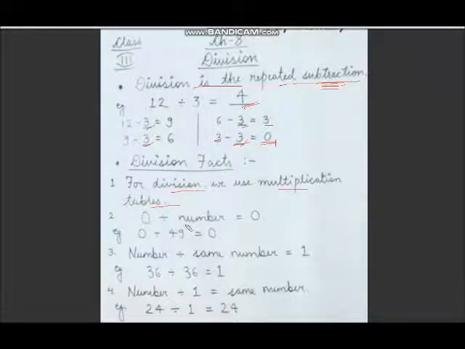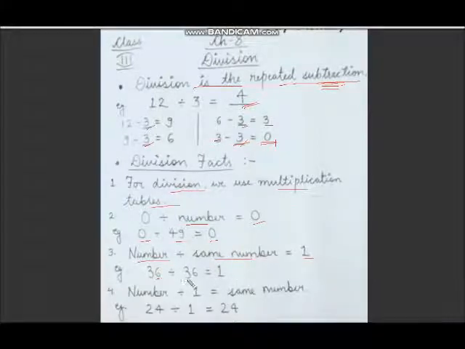Then 0 divided by number. जब हम 0 को किसी number से divide करेंगे we'll get 0 only. For example 0 divided by 49 is equals to 0. Number divided by same number is equals to 1. जब हम same numbers को divide करते हैं we'll get 1.